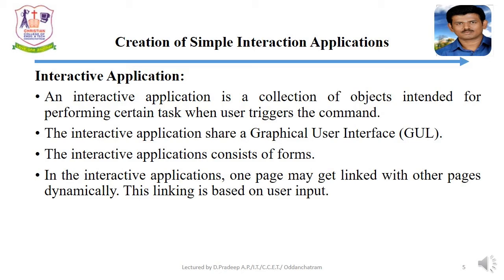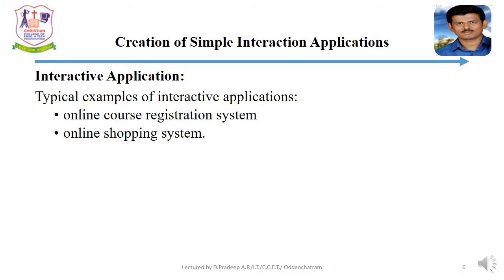The interactive application has a graphical user interface. It consists of forms on which components such as buttons and text fields are present. In interactive applications, one page can be linked with another page dynamically. Especially in interactive web applications, this link between pages is through hyperlinks. This link is based on user input. Typical examples of interactive applications are the online course registration system and the online shopping system.